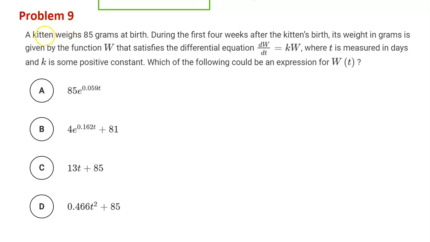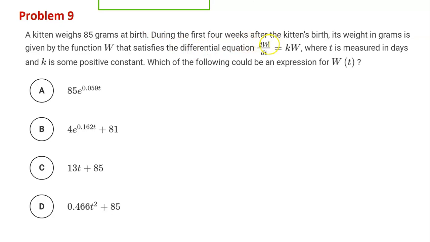Problem 9. A kitten weighs 85 grams at birth. During the first 4 weeks after the kitten's birth, its weight in grams is given by the function w that satisfies the differential equation dw/dt equals k times w, where t is measured in days and k is some positive constant. Which of the following could be an expression for w of t?